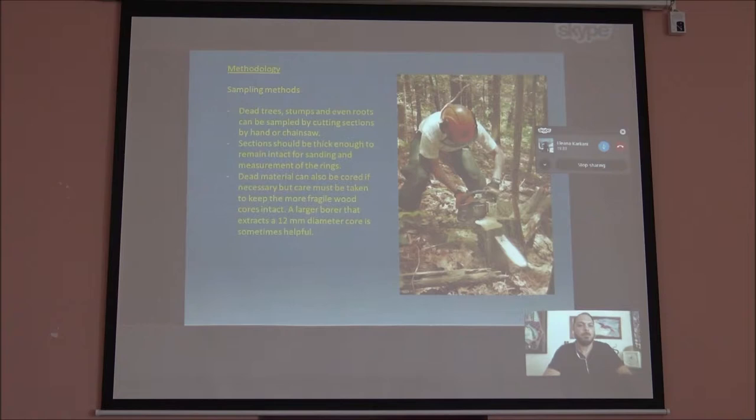If we have dead trees, trunks and roots, we can sample by cutting sections of them by hand or chainsaw. The section should be thick enough to remain intact for sanding and measurement of the rings. That material can also be cored if necessary, but care has to be taken to keep the most fragile cores intact. The larger borer that extracts a 12 millimeter diameter core is sometimes very helpful.